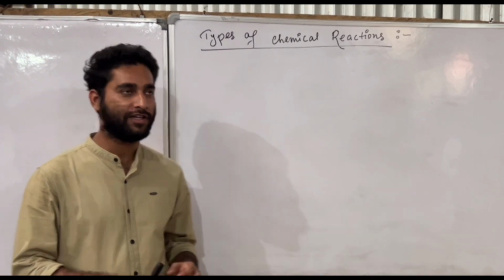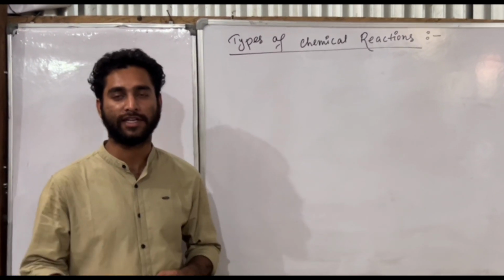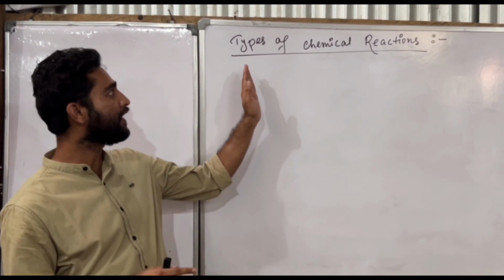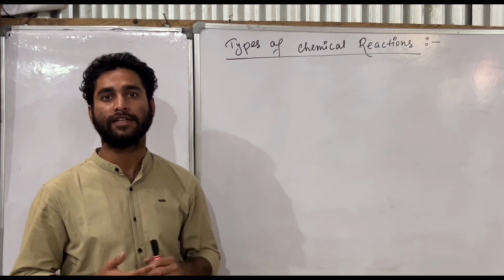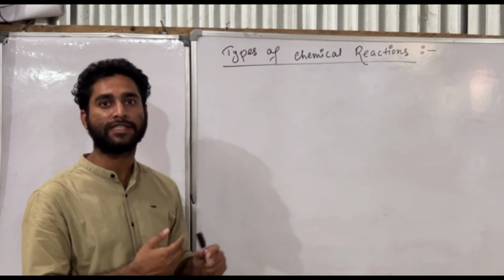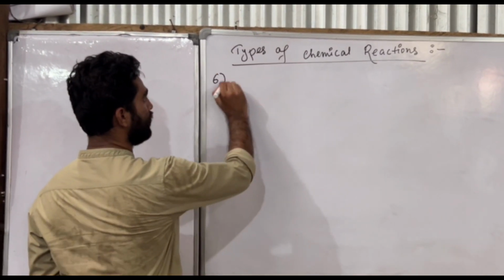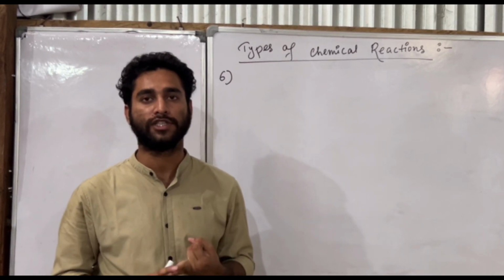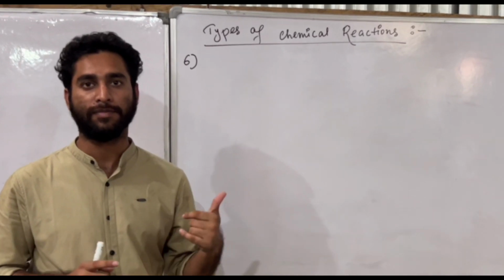Students, so already we have started chapter 1, that is chemical reactions and equations. In part 1 we studied the 5 types of chemical reactions. So in this part 2 we will be studying some more types of chemical reactions. Already we have studied the combination reaction, decomposition reaction, displacement reaction, double displacement reaction, and precipitation.